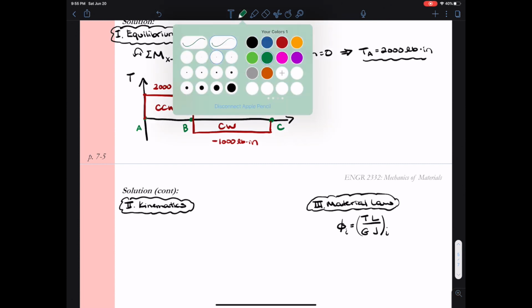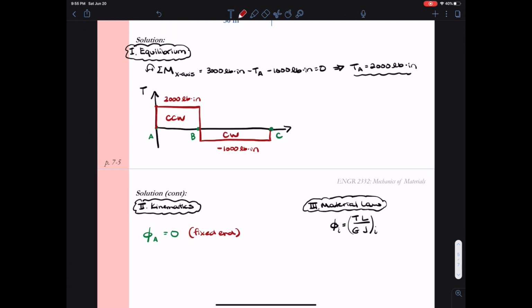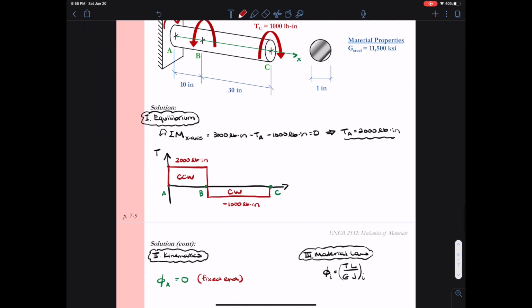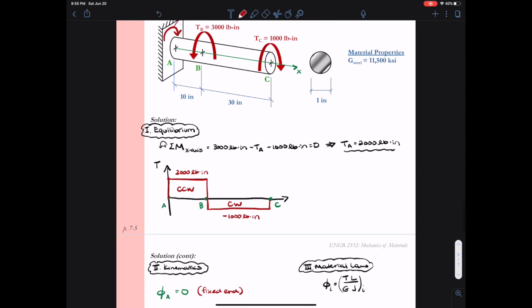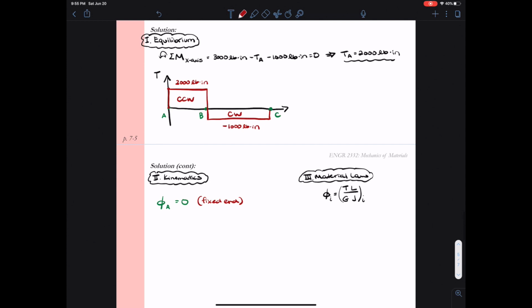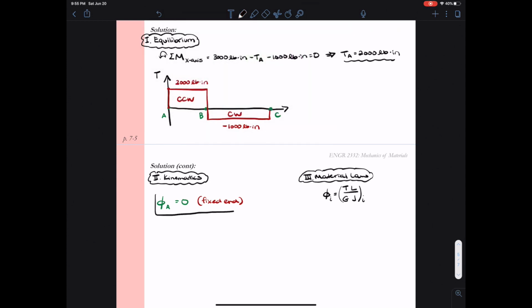We'll use the material law and all the kinematics relationships that we develop for the displacement at A, B, and C. So I'll start with the rotation at A. Phi at point A is 0 because it's a fixed end. So I think that's obvious. A is a fixed point, and so the rod is not rotating at point A. So we're fixing that rotation at A. So, got the first answer done. Quick. All right, let's get on to phi at point B.